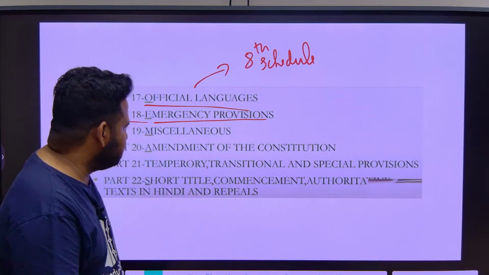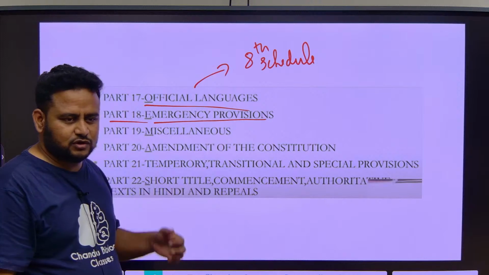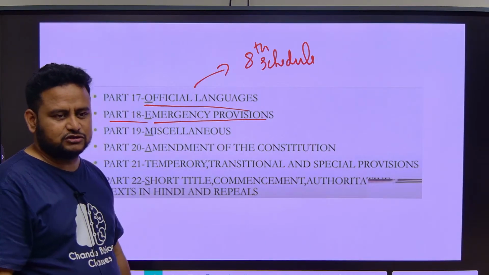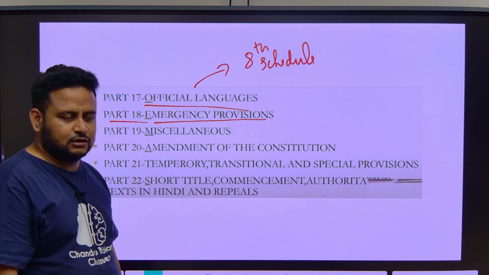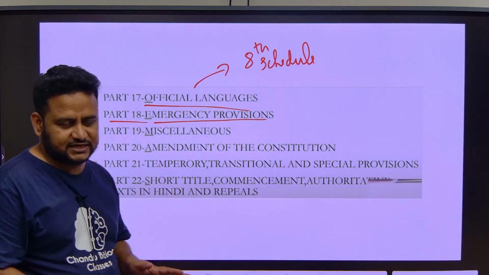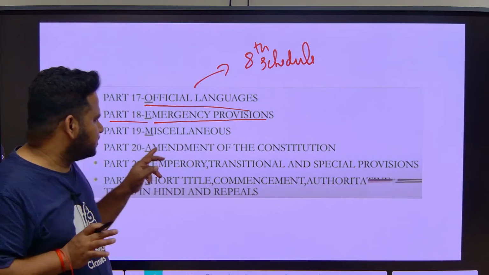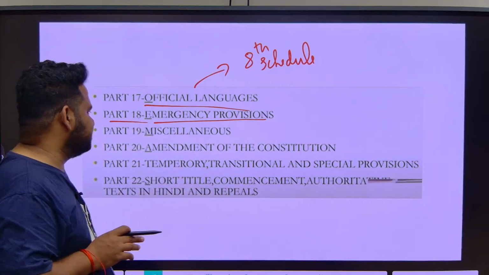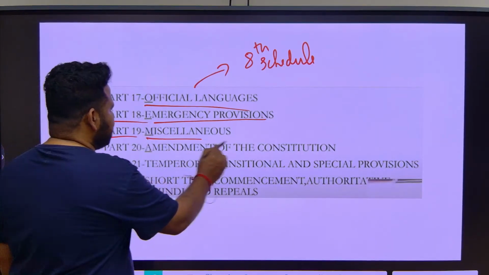I told you national emergency, state emergency and also financial emergency. In yesterday's class, I also told you financial emergency has not been imposed in India even a single time. So, part 18 is talking about emergency provisions. Part 19 is talking about miscellaneous.